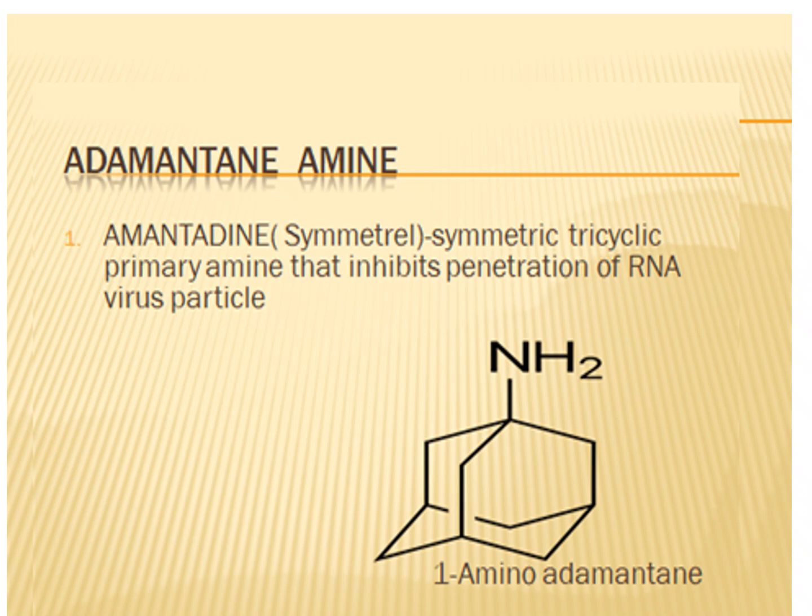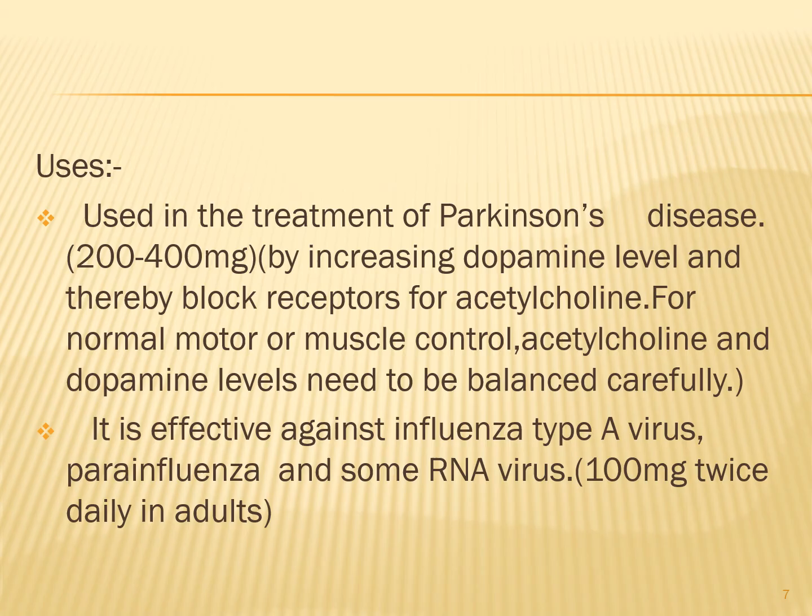If you examine the structure, we can see that it has a cage-like structure, right? So three cyclohexane rings are fused together to form the adamantane nucleus. Amantadine has the IUPAC name 1-amino adamantane or tricyclodecan-1-amine. Its uses include treatment of Parkinson's disease. Dose is 200 to 400 milligram.